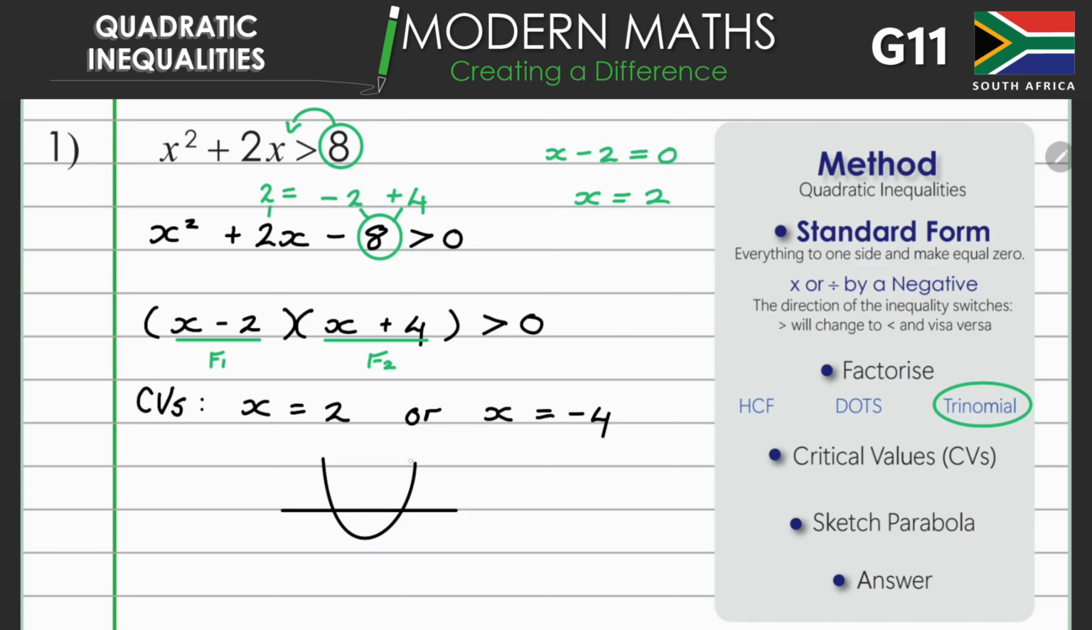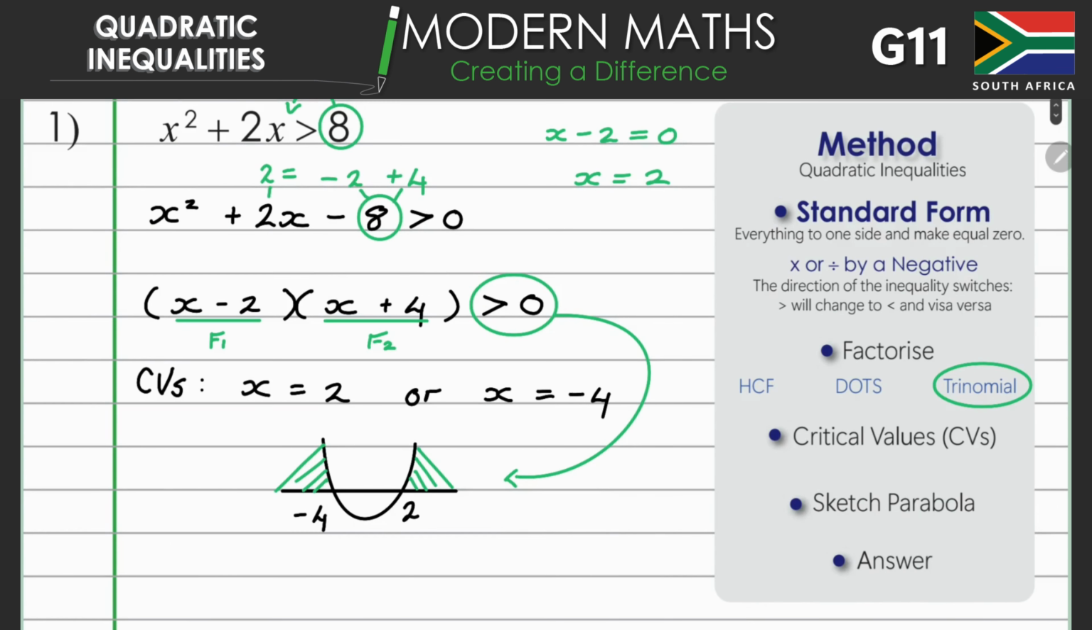When we sketch our parabola, we always put the lower critical value on the left and the higher one on the right. So through alliteration, I remember that: lower on left. And now we want the portions of the parabola that are bigger than 0. So it's the parts of the parabola that are above the number line. So I've shaded them over there to illustrate it. And from there, I can write down my two solutions. So x should be less than negative 4, or x should be greater than 2.